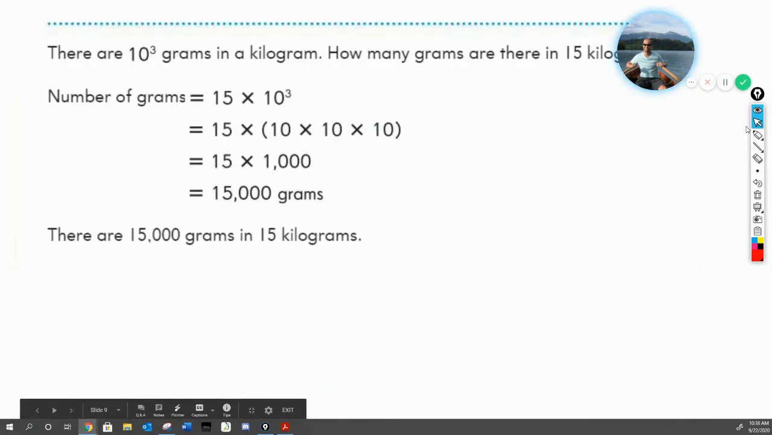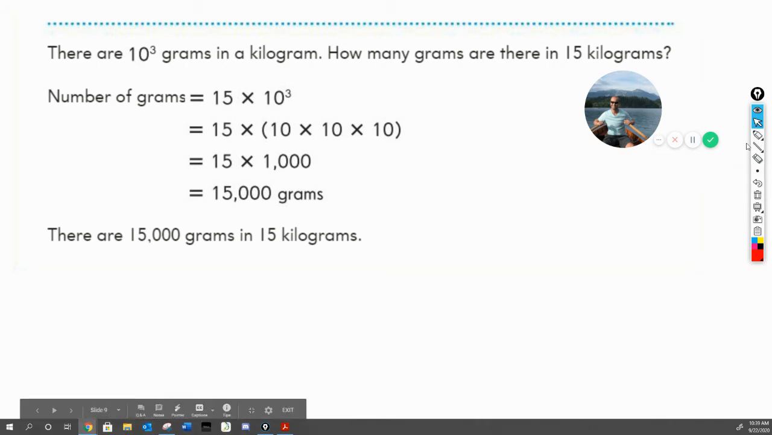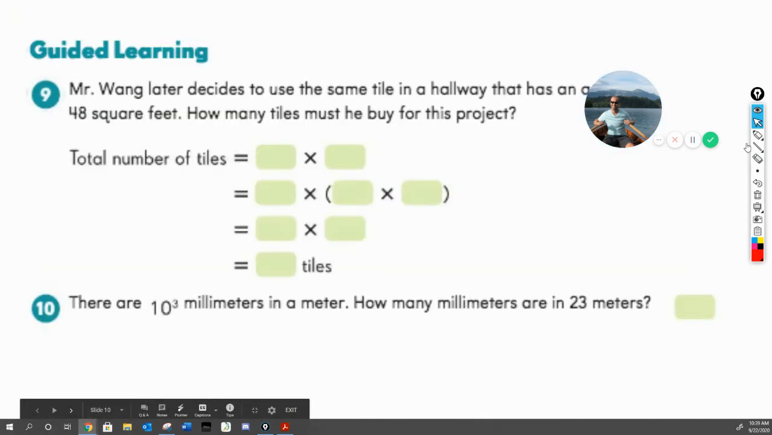All right, there are 10 to the third grams, or 10 cubed grams in a kilogram. How many grams are there in 15 kilograms? Pretty straightforward. You've got 15 times 10 to the third, 15 times 10 times 10 times 10, 15 times 1,000 equals 15,000 grams. There are 15,000 grams in 15 kilograms, or 15 kilos. Okay. All right, that's it. We don't have to do anything there but read.